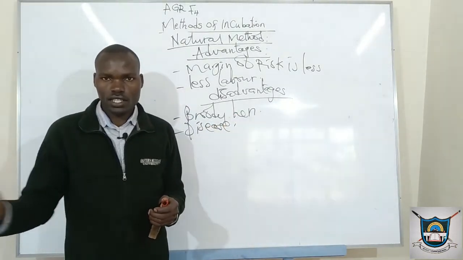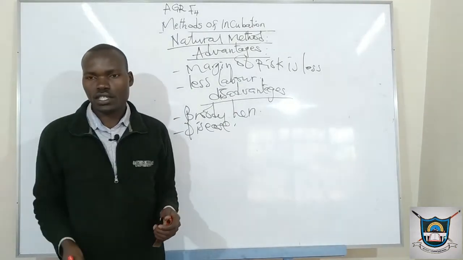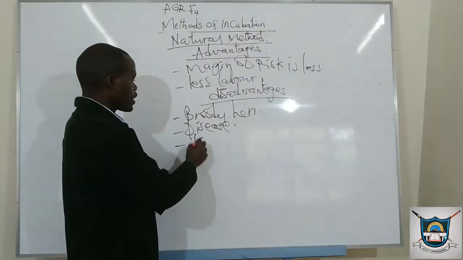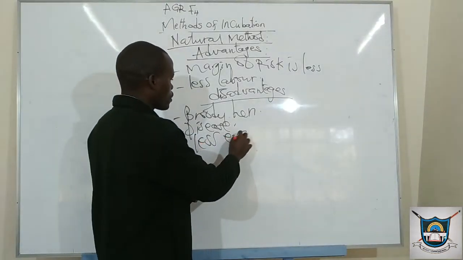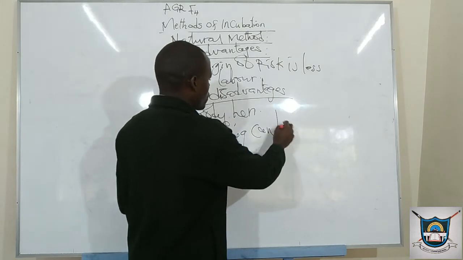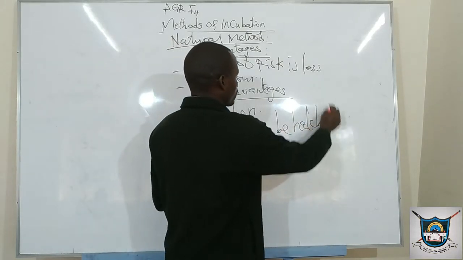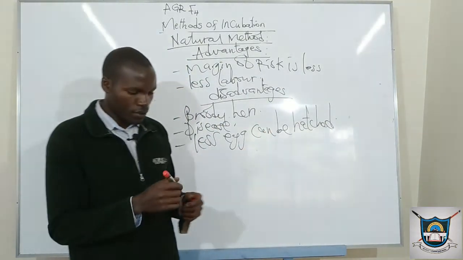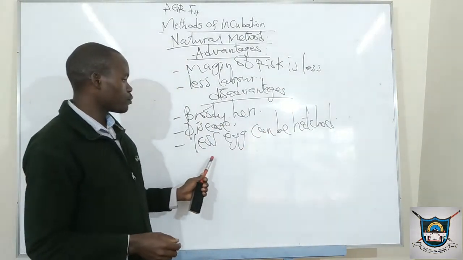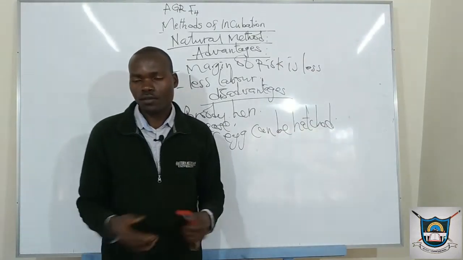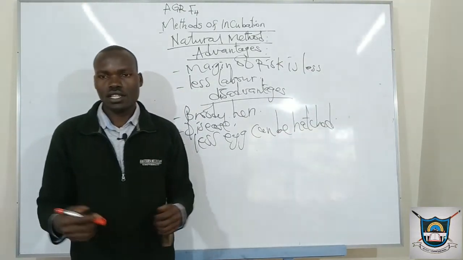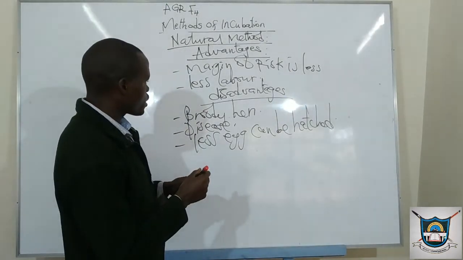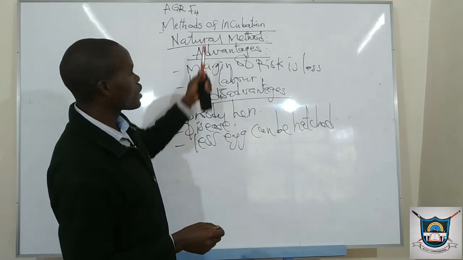If the hen has some diseases, it is going to spread the same diseases to the chicks. The other issue is that fewer eggs can be hatched at once. Remember we said that the number to give is between 10 to 15. That means the number of chicks which can be hatched within a certain time is very few. Okay, these are some of the disadvantages of the natural method.